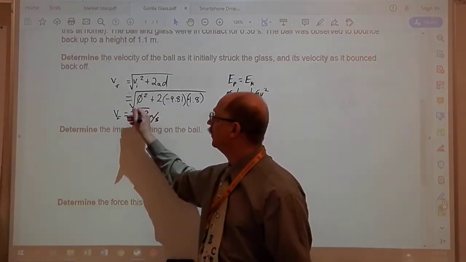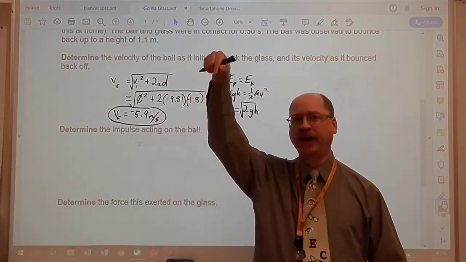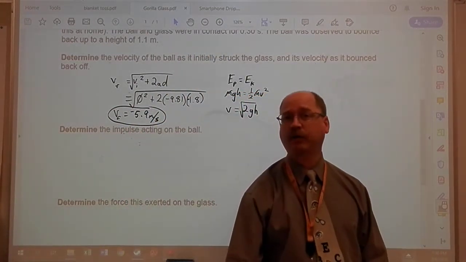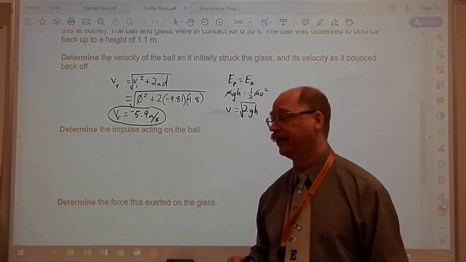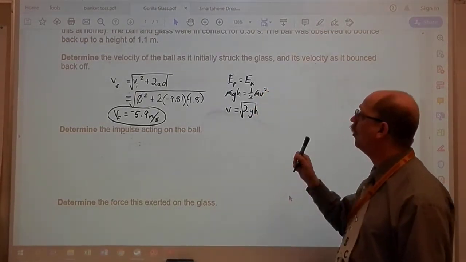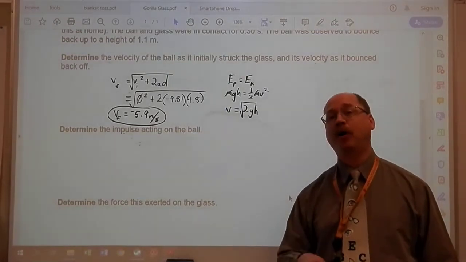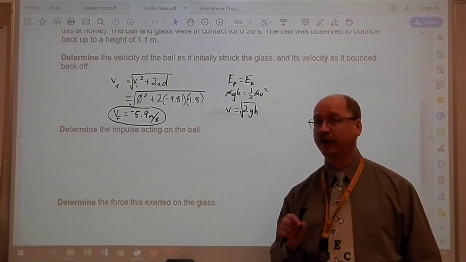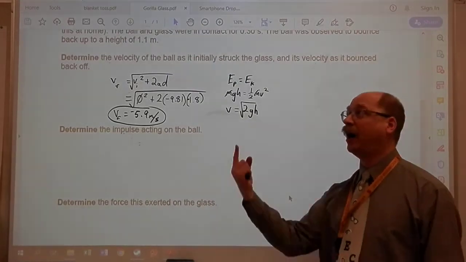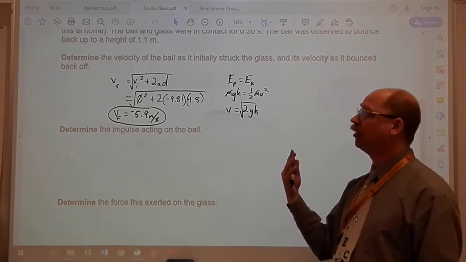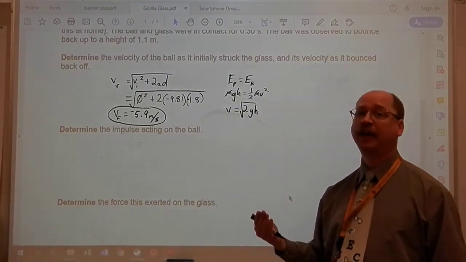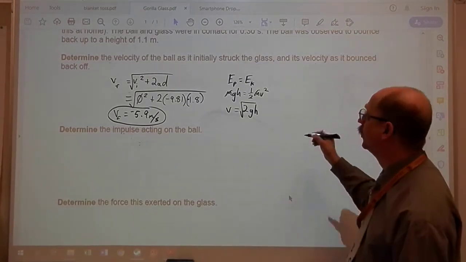Now this is how fast it's moving at the moment that it collided with the glass, when it fell and hit. What I've got to do now is also figure out how fast it's going when it bounced back up off the glass. Now that's going to be different because it doesn't go back up to its original height. It only goes up 1.1 meters, and that makes sense because a little bit of energy is wasted.